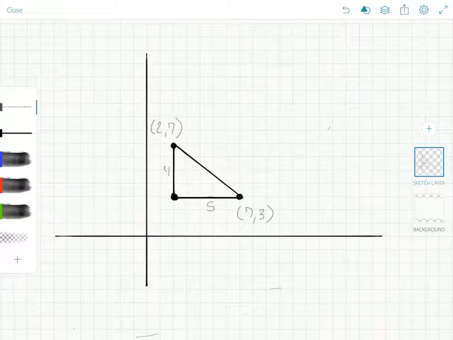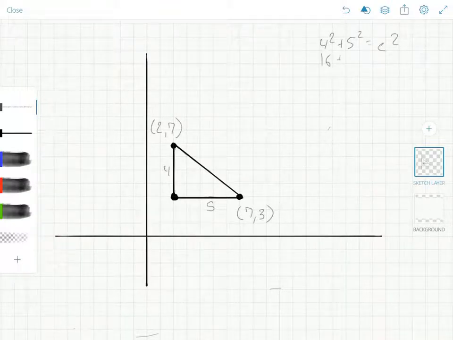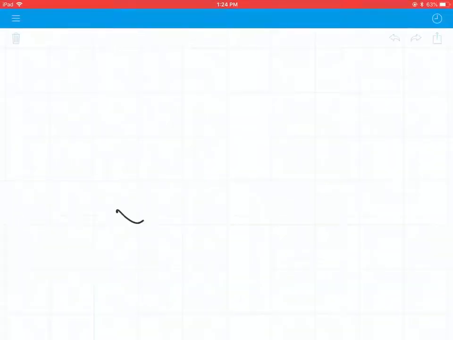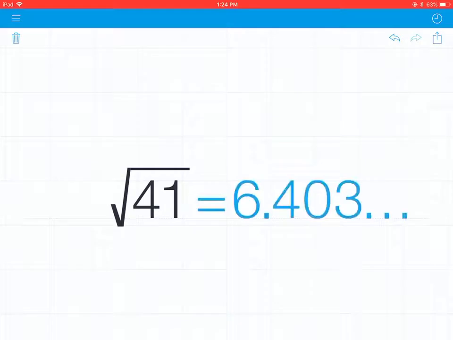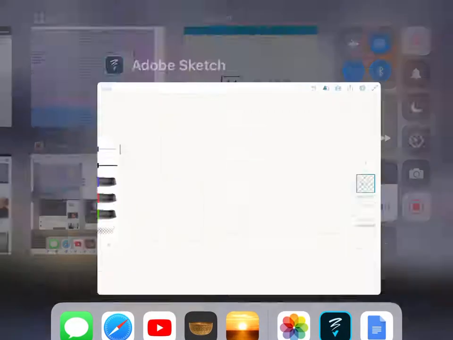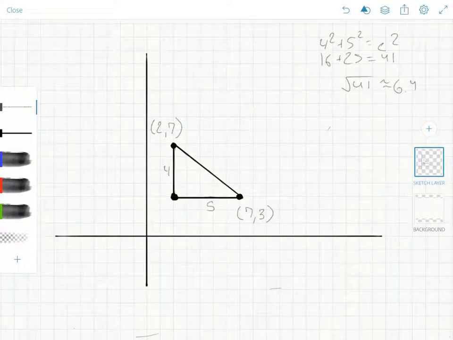So we can use the Pythagorean theorem. a squared plus b squared equals c squared, and that's 16 plus 25 equals 41, and the square root of 41 is approximately 6.40. So the length of this side is about 6.4. And now we're going to verify that using the distance formula.